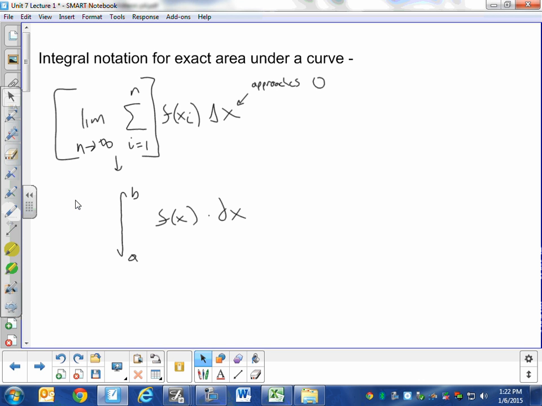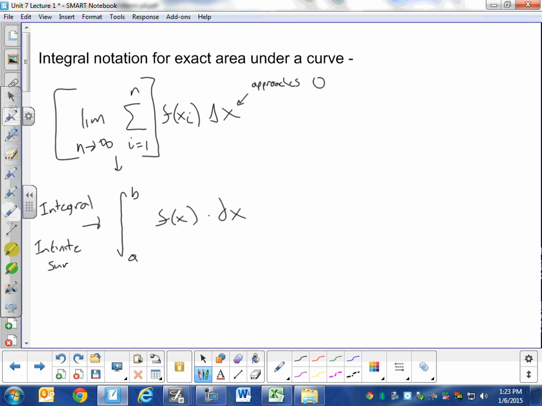However, of course, if we take infinitely skinny rectangles and add them together, we will essentially have the exact area under this curve. This is called an integral. An integral is just an infinite sum. The sum of infinitely many things. This is the integral from a to b of f of x dx.